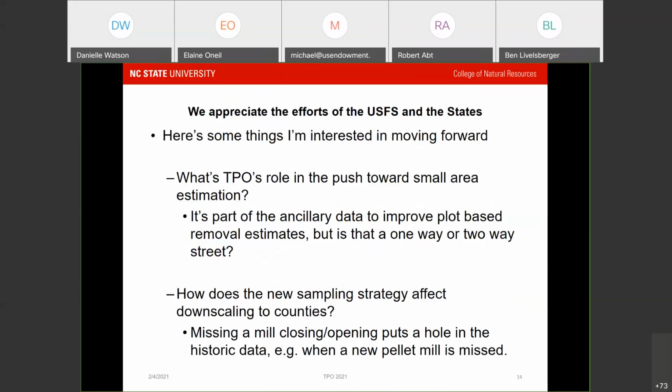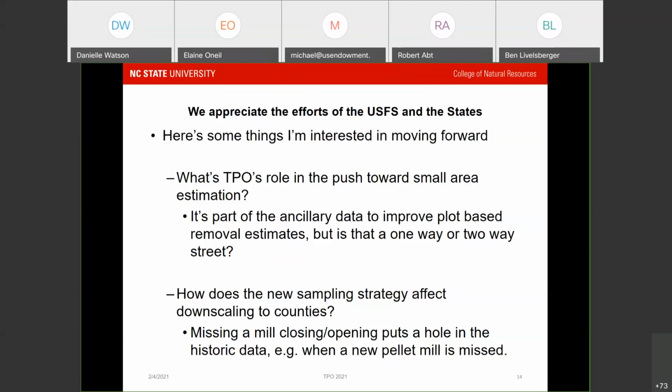And so what else? I'm in conversation with the Forest Service in Colston, and there's a lot of push towards small area estimation, and SOFAC will be an active partner and consumer of that information. And I really like the idea of what I'm doing, which is using TPO data as ancillary data to improve my removals estimates in the region. But I'm just curious, if we're pooling data sets that have different variances, and especially with the sampling idea, we have variances on those data.